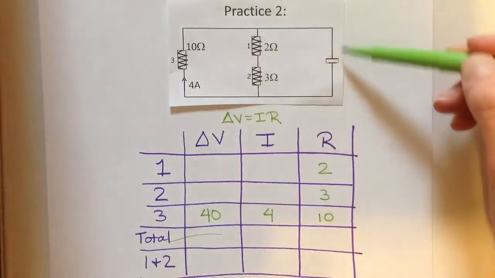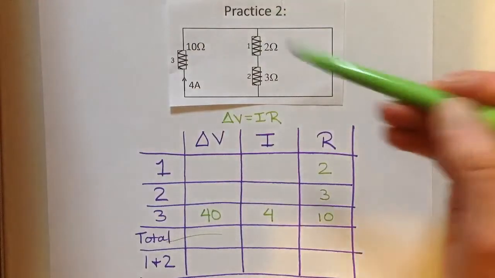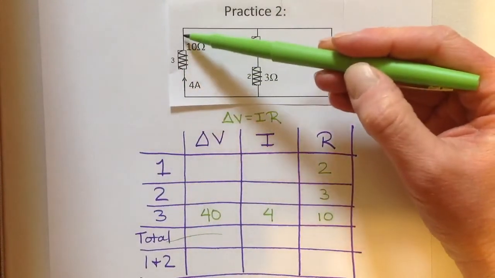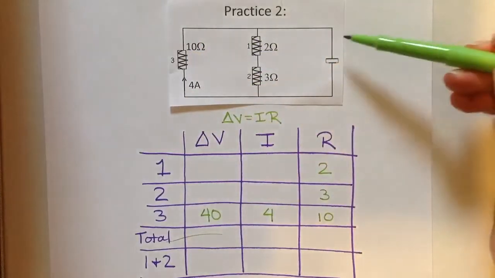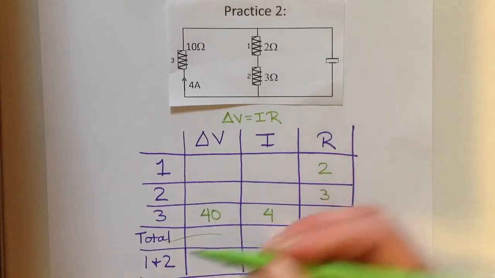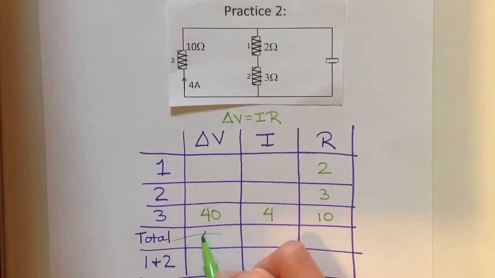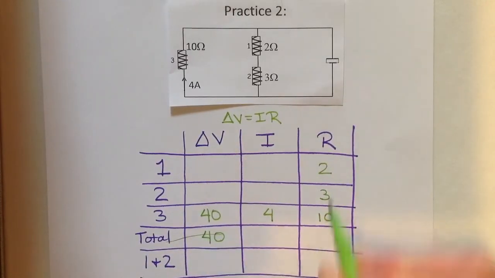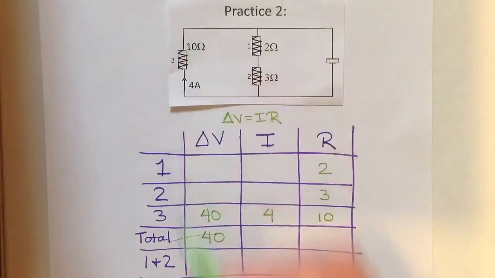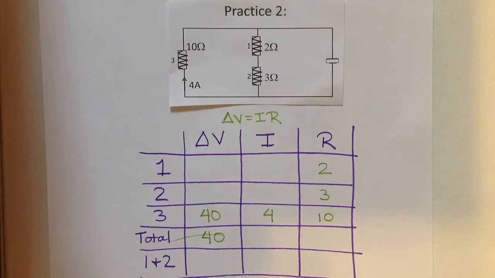All right, when we look at this loop, the loop where that resistor is located, and we think about Kirchhoff's loop rule, if we're going to lose 40 volts as we go through that resistor, that means that we are also gaining 40 volts when we go through this battery. So where I have the total, that total is also going to be 40 volts, because on this loop, we lose the total voltage as we pass through that one resistor.